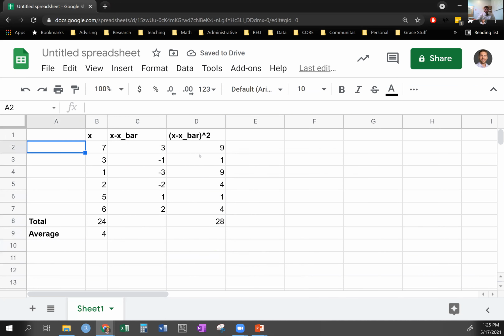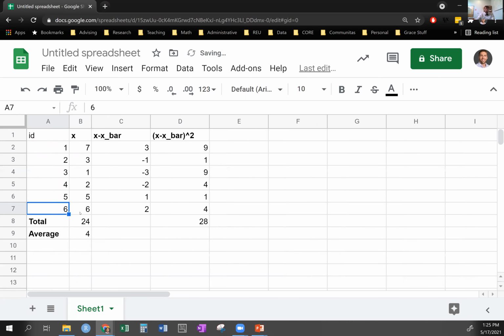And there's ID 1, 2, 3, 4, 5, 6. Okay. So there's 6 numbers. So then if I take equals that sum divided by 6 minus 1, that means the variance of the numbers I just picked is 5.6.